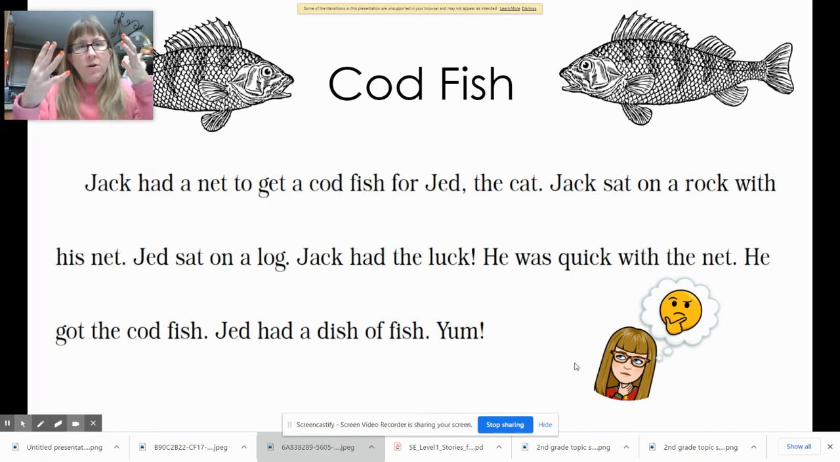What story do you have going on in your mind that would give you the vision that Jack had the luck? He was quick with the net. Do you see that in your head? Somebody raise your hand and explain what you see. He got the codfish. What do you see for that picture? He got the codfish. And then what do you see for Jed had a dish of fish? What do you see for yum? Okay.